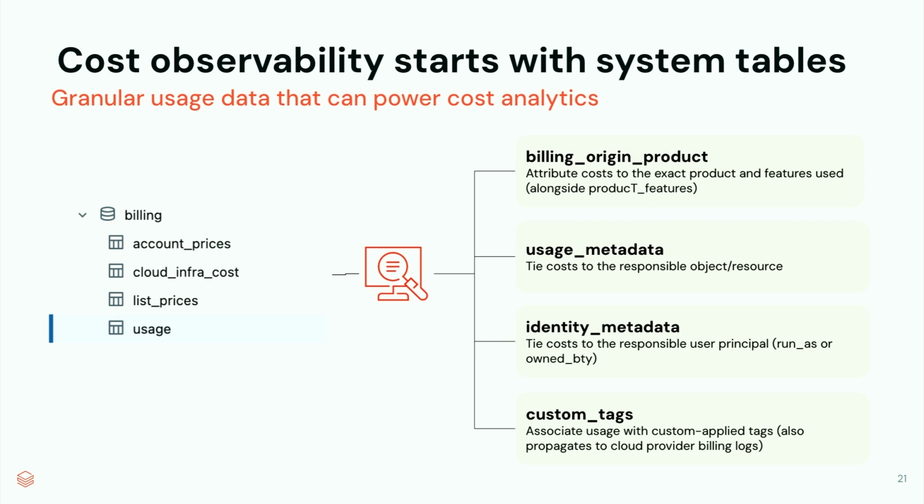And then with identity metadata, this will allow you to attribute cost to the principal level, whether that's a user principal or a service principal that might be leveraged for a run submit job, for example. And then as Piyush mentioned, those tags that you apply through the UI, through an API, through a policy, those tags actually propagate down to the system billing tables as well. That way you can group cost based off your own business taxonomy.